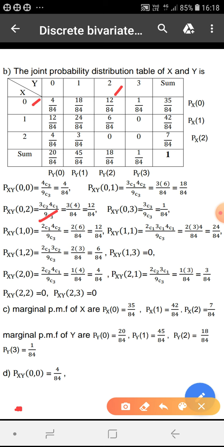2 white balls can be chosen from 3 white balls in 3C2 ways, and 1 blue ball from 4 can be selected in 4C1 ways. So the number of ways of selecting 2 white balls and 1 blue ball is 3C2 into 4C1. So the probability or the chance of selecting 0 red ball and 2 white balls is 3C2 into 4C1 divided by 9C3, or 12 by 84.